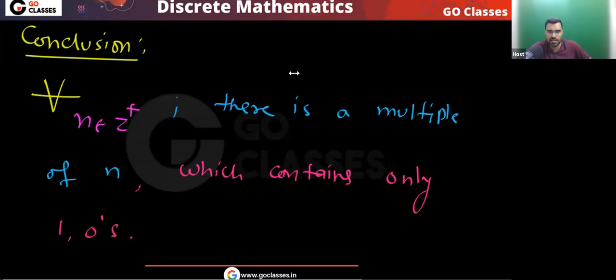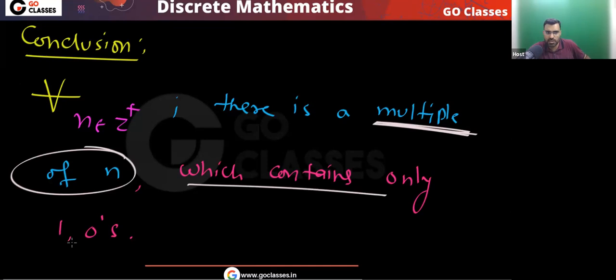Okay, is this clear? Please tell me. So for any n, whatever n you take, there is a multiple of n which contains only 1s and 0s. I hope this point is clear.